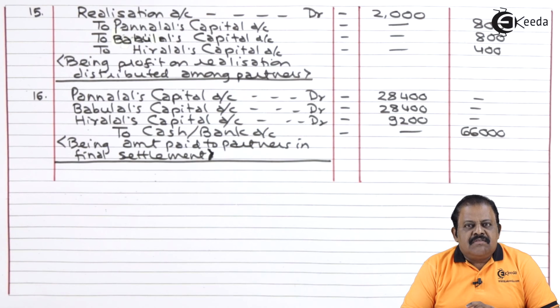In this question, we are required to understand how to give effect to an unrecorded asset like goodwill if it is sold at the time of dissolution. Similarly, we have understood how to record all journal entries without preparing total ledger accounts.